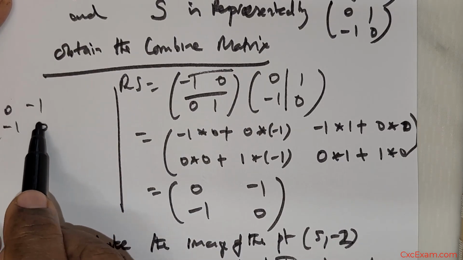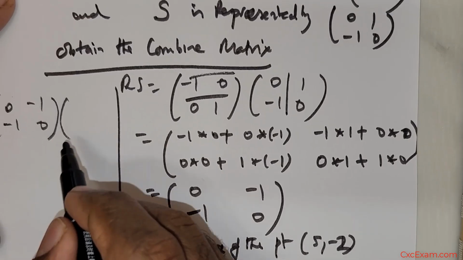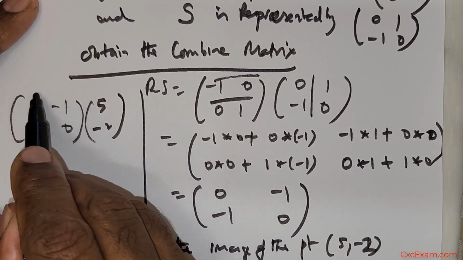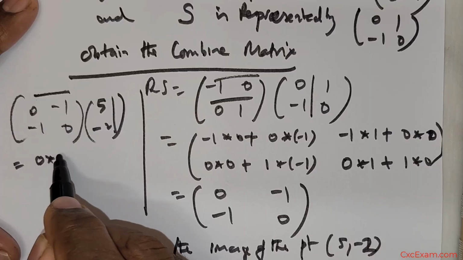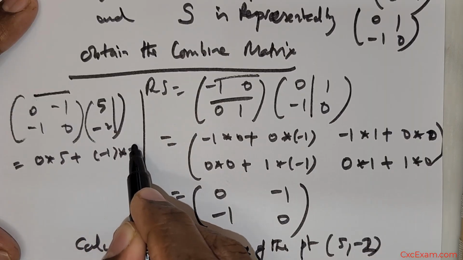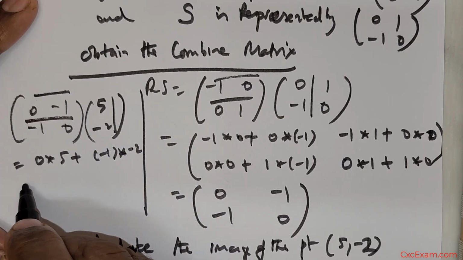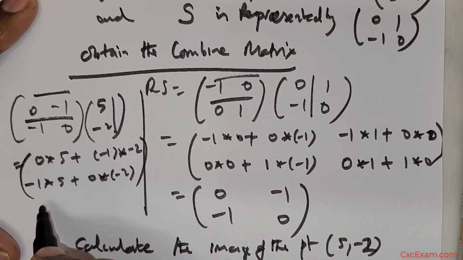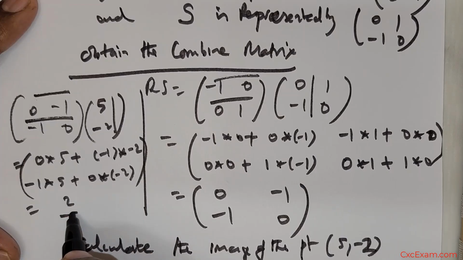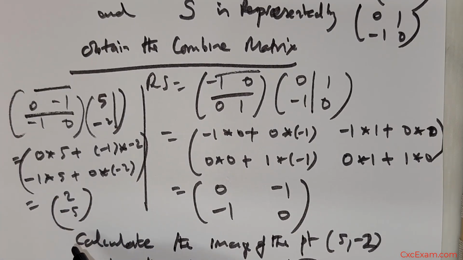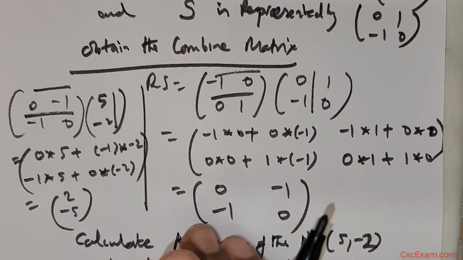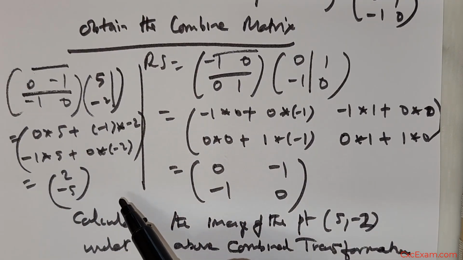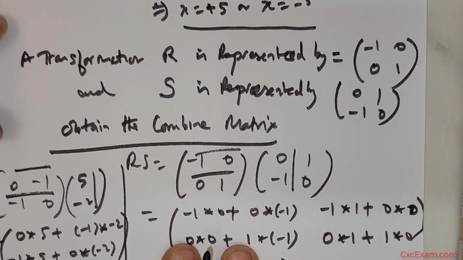So 0, negative 1, 0. The image is 5 and negative 2. You take the product. 0 times 5 positive negative 1 times negative 2, and negative 1 into 5 positive 0 times negative 2. So this is 0, this is 2, and this is negative 5. So this is the solution. Okay, 2 and negative 5.